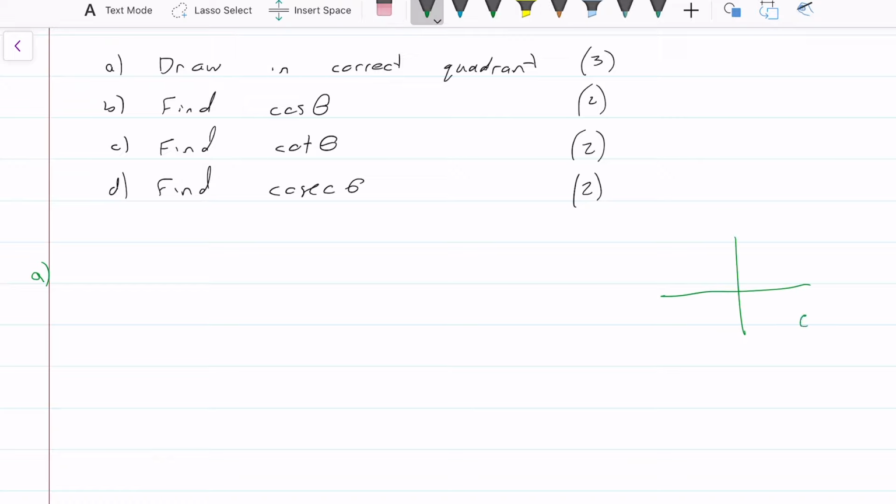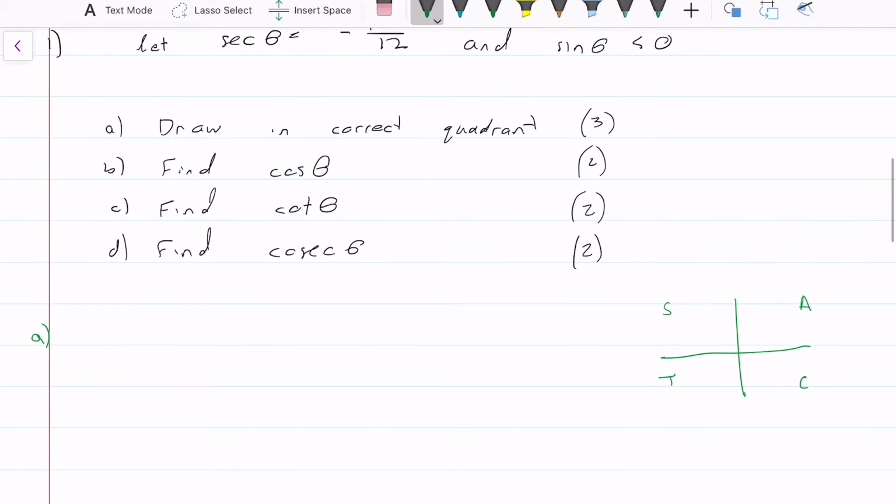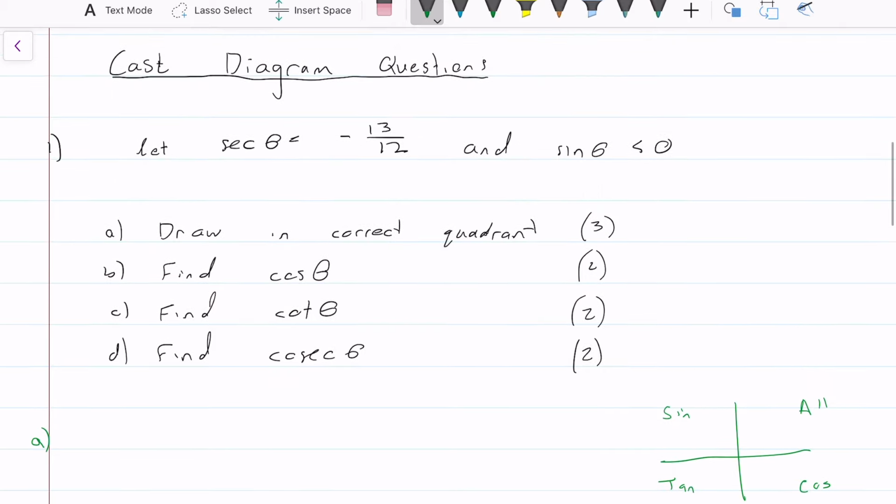First we need to determine where we are on the cast diagram. Remember, CAST: C stands for cos, then all, sine, and tan, and this tells us where the functions are positive. We have sec, which is not really on here, so let's rather convert this. What I like to do is make this 1 over cos theta equal to minus 13 over 12. This leads to cos theta equals minus 12 over 13.